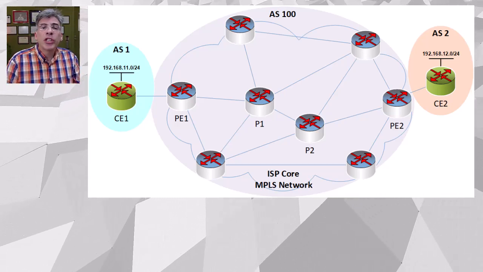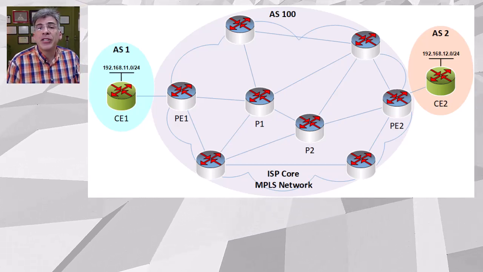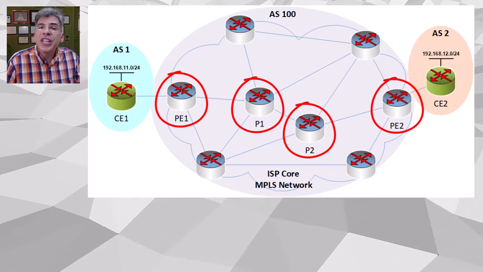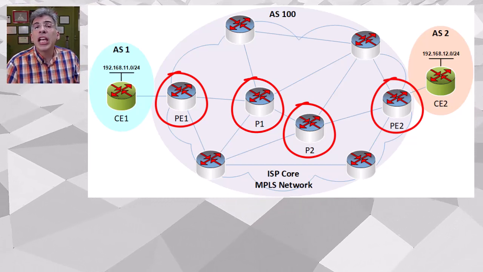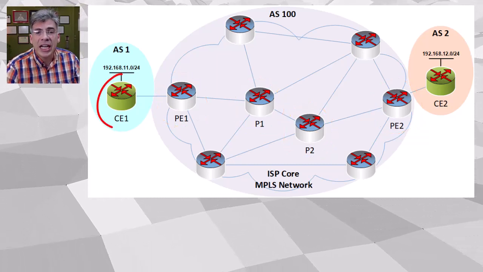Although in a production network you would obviously configure all of these routers, for our purposes, we'll only be configuring these 4 routers here, which are the routers that are going to be involved in the exchange of routes and the label switching for the networks of these 2 customer sites.